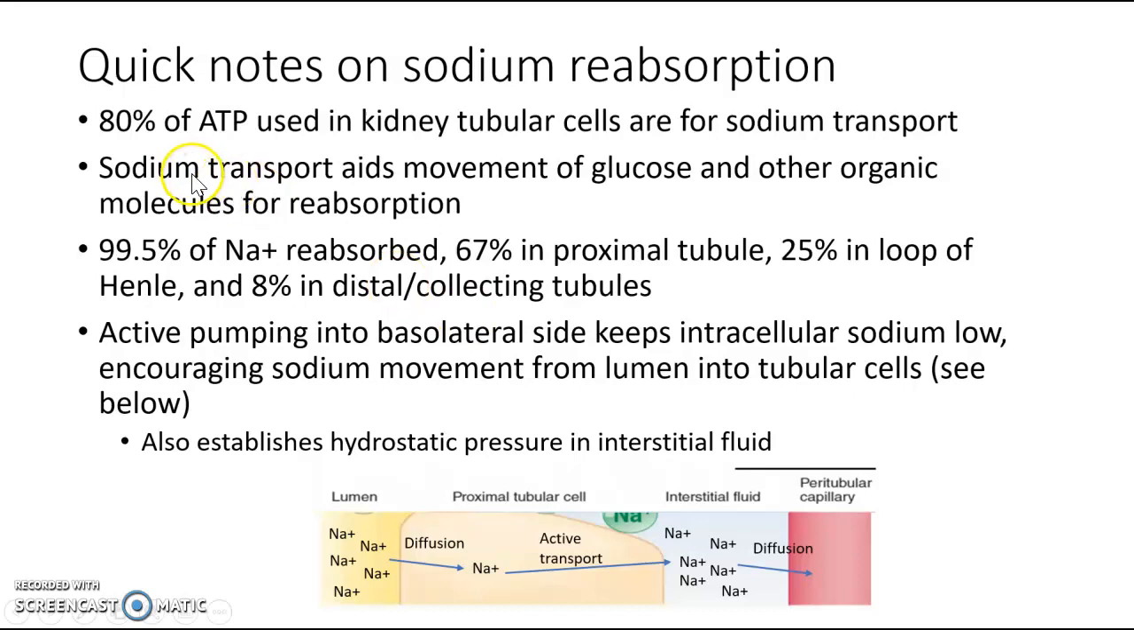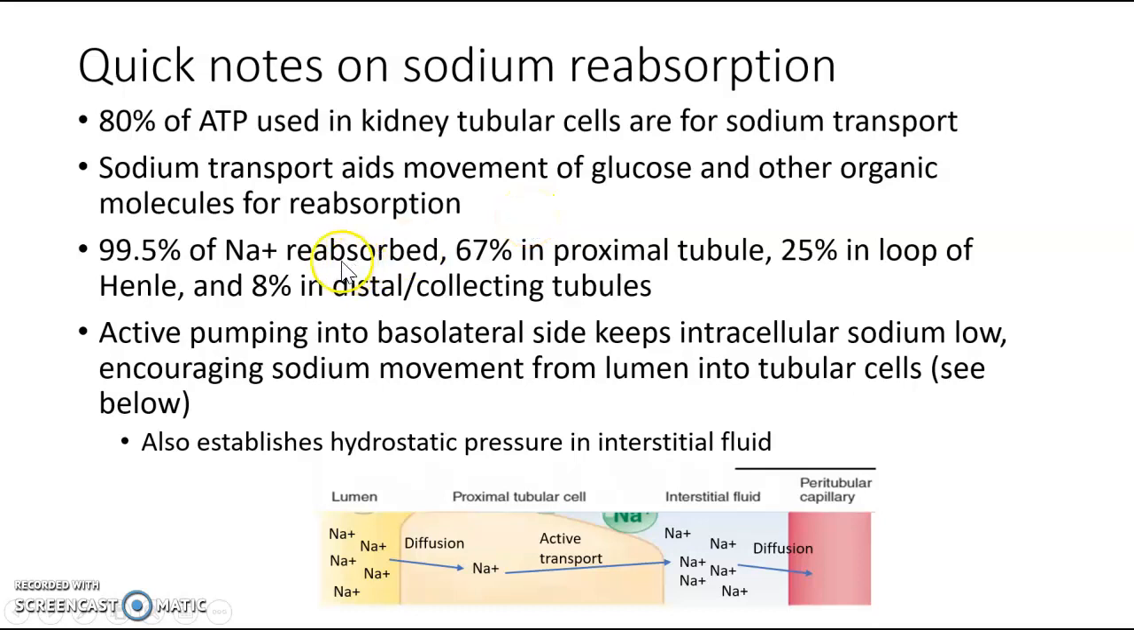I mentioned this earlier, that 80% of the tubular cells use their ATP for sodium transport. So 80% of the ATP they're using is to actively pump sodium, which is a huge deal. You hear about this a lot also in pacemaker cells and in nerve cells. There's a lot of ATP being used for that sodium-potassium pump. It's really, really important. I mentioned this earlier, that sodium is transporting different other organic molecules for reabsorption, the ones that are beneficial to the body.